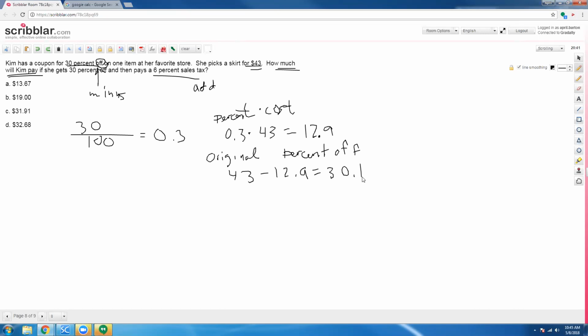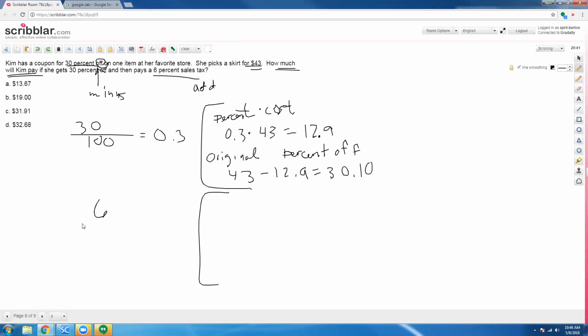But that's not the final answer. That's how much we got off. Now we have to do the sales tax part. Like I said, these are usually multi-step. So now the sales tax part, we're using our new number. They're only going to charge a sales tax on this $30.10. 30.1 is $30.10. So we do the same process, but with our 6% sales tax.